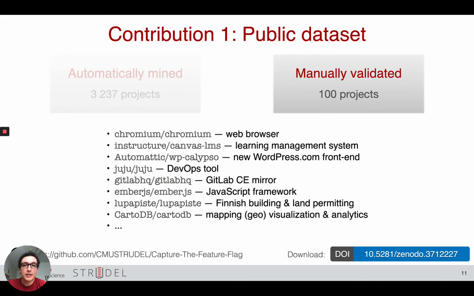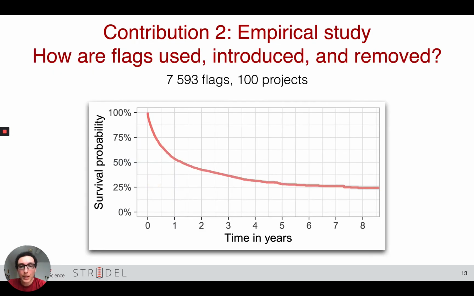The projects, some of them are expected, like the Chromium web browser and then others, but there are also many interesting and unexpected projects in the dataset, like an application used in Finland for building and land permitting online. Again, you can find all of these on our Zenodo page or the GitHub repo. So this was our first contribution, the dataset itself. Our second contribution is an empirical study of this dataset, looking at when flags are introduced and how they're used.